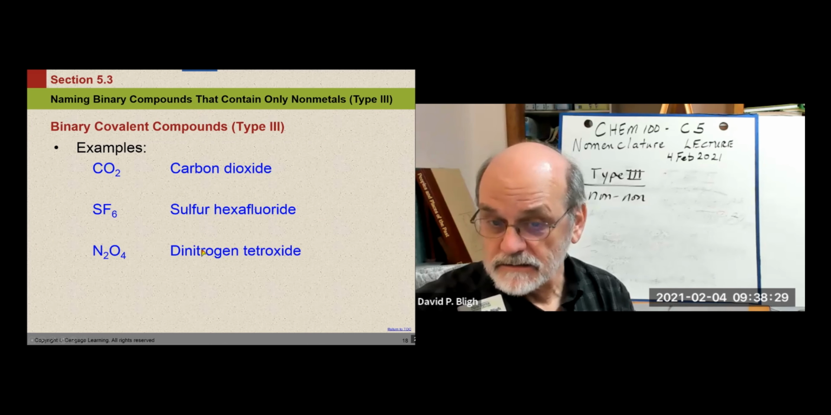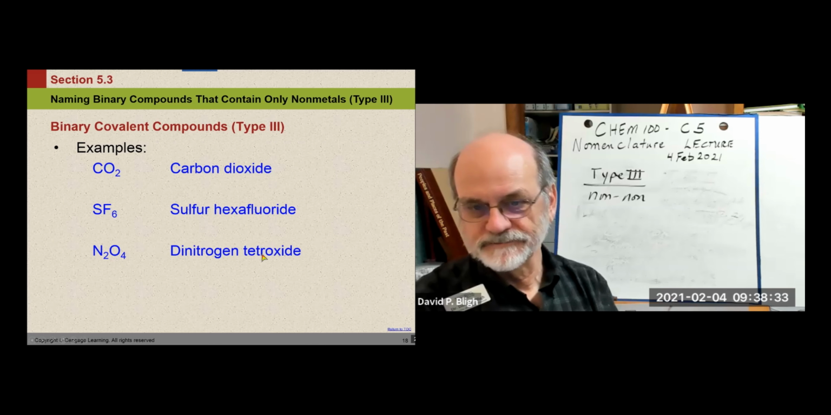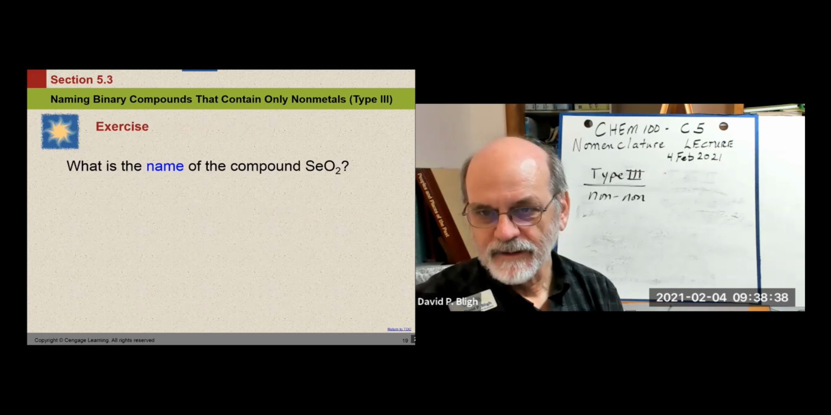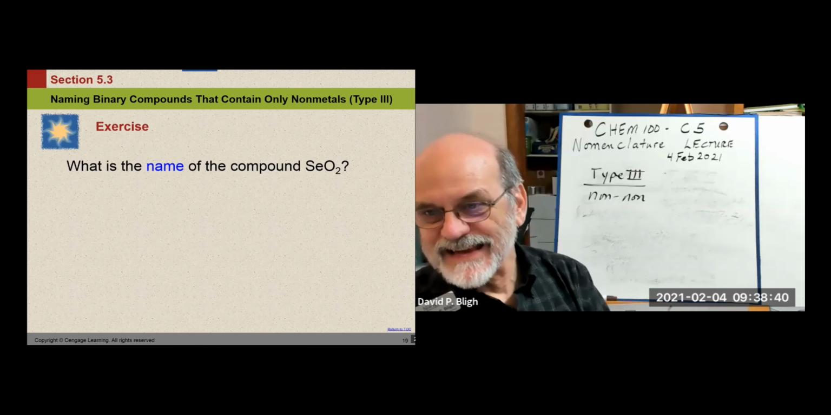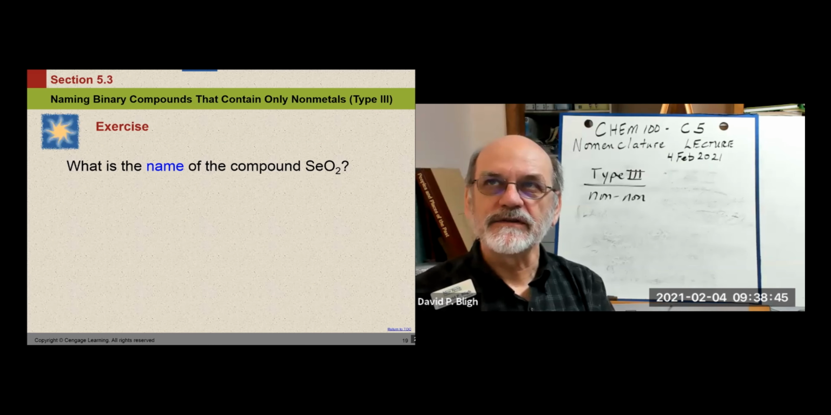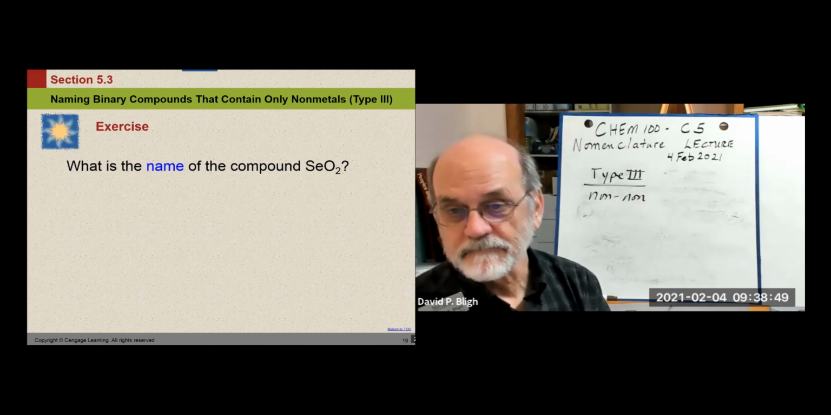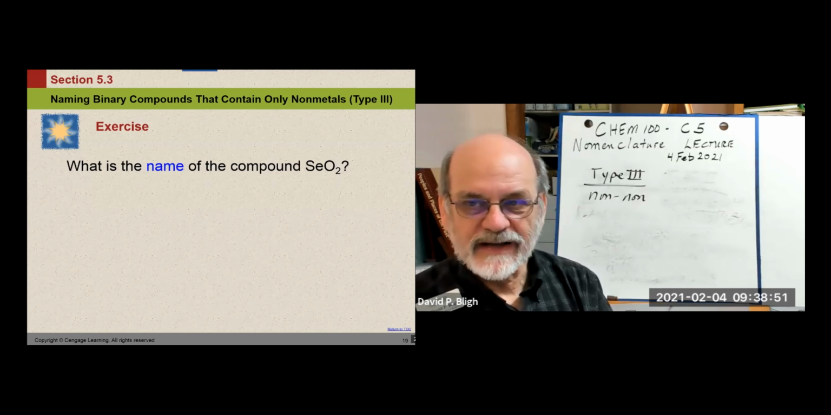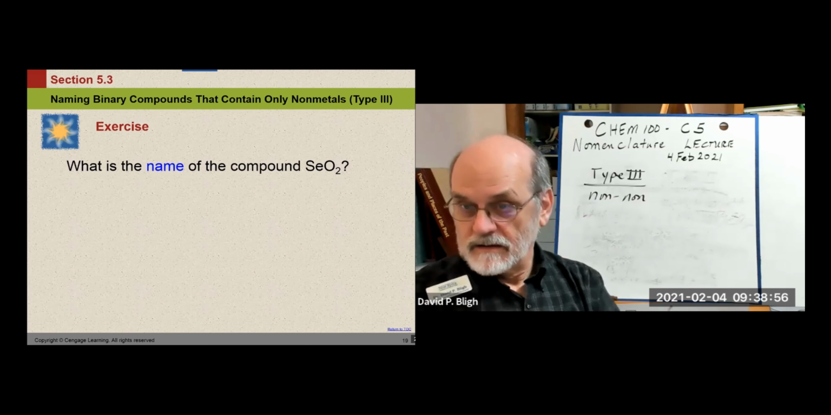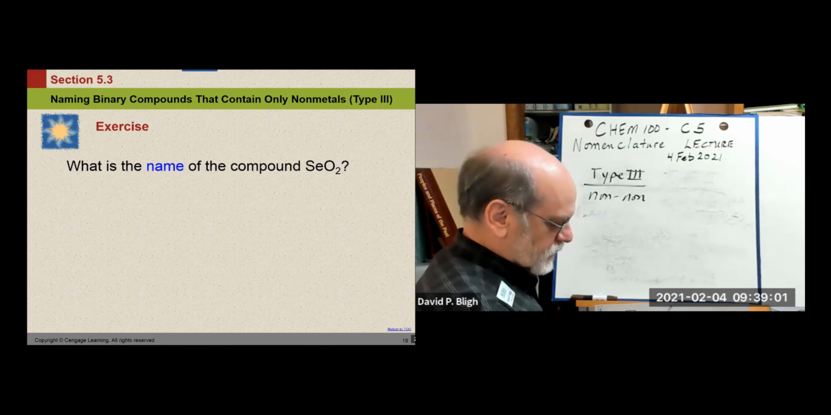Dinitrogen tetroxide, right? 2 nitrogens, 4 oxygens. How about this one? SeO2. So what is Se? Well, you might have to dig for that one. That was one of the ones that you need to memorize. Se is selenium. Right? So how do you know to name this one?